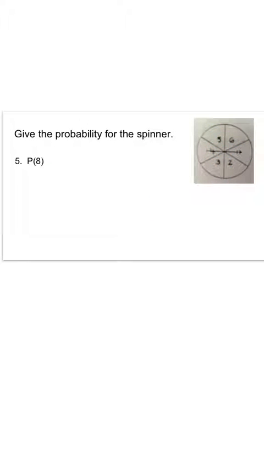Number 5, what is the probability of spinning an 8? First, to make your fraction, look at your possible choices. 1, 2, 3, 4, 5, 6. There are 6 choices, so that goes on the bottom. When you look, there is no 8 on there, so there is no chance of spinning an 8, so it's actually 0.